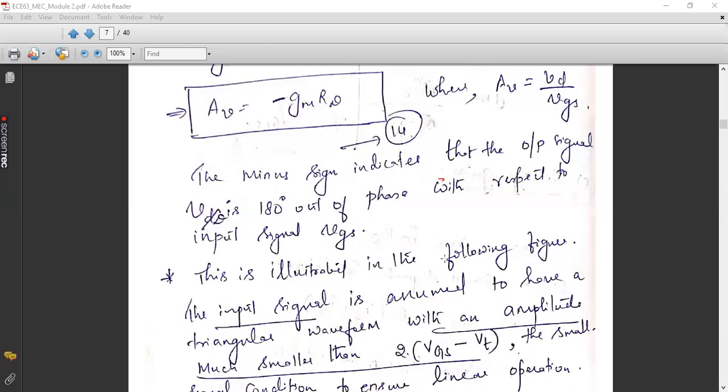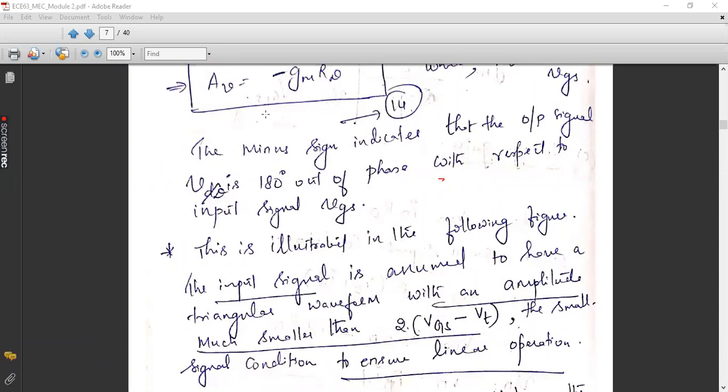Correct? So from that analysis, we had a conclusion that your input VGS, which is the AC signal to be amplified, should be very much less than 2 times VOV. This was a conclusion that we had yesterday from the analysis of signal drain current. So if you want to get this appreciable gain or proper faithful amplification, AV equal to minus GM into RD, you will have to satisfy this condition. That is the first and most important factor.